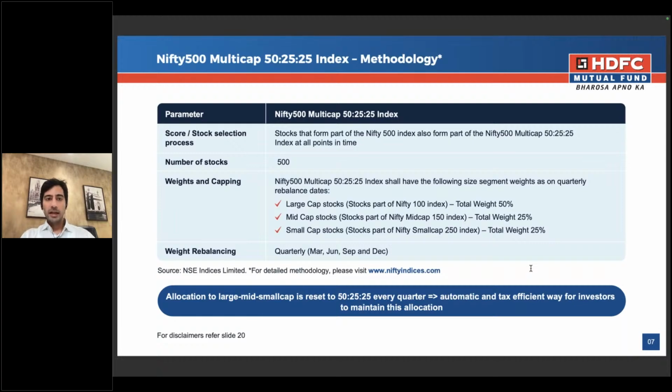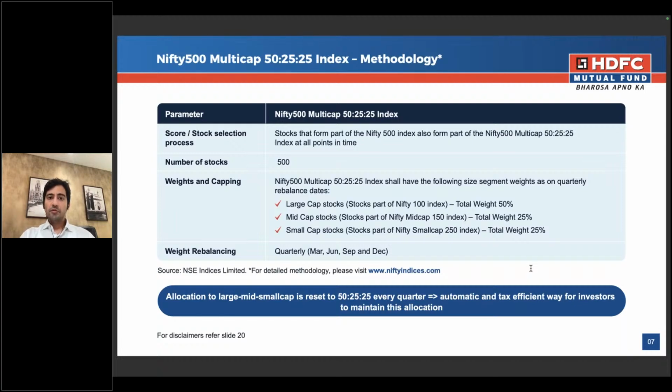Okay, multi-cap, as we've just explained, because आपको large, mid, small एक ही product में मिल रहा है, with a certain weightage mechanism, that's why it is a multi-cap. ठीक है? And now we come to the most important part, which is the 50 25 25. तो इसका, it's very simple.